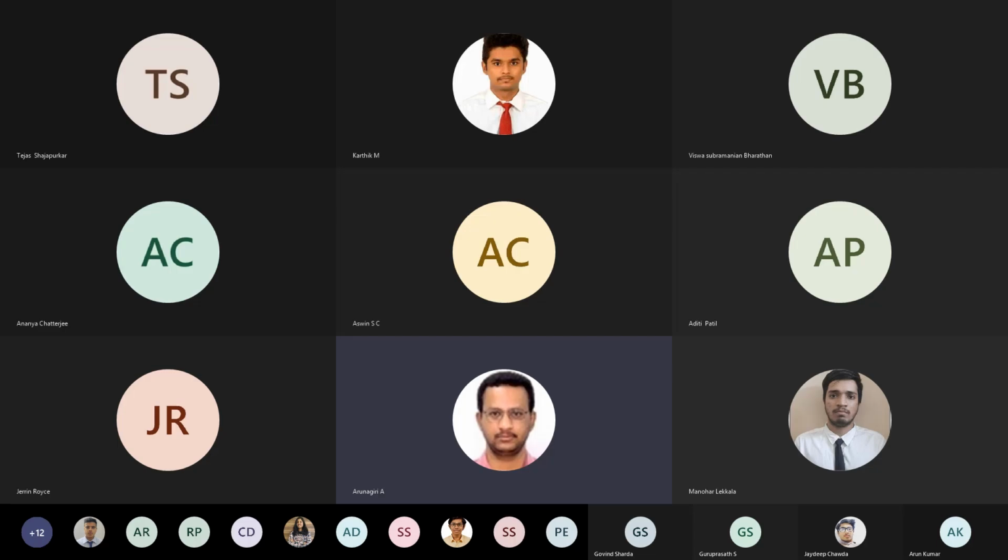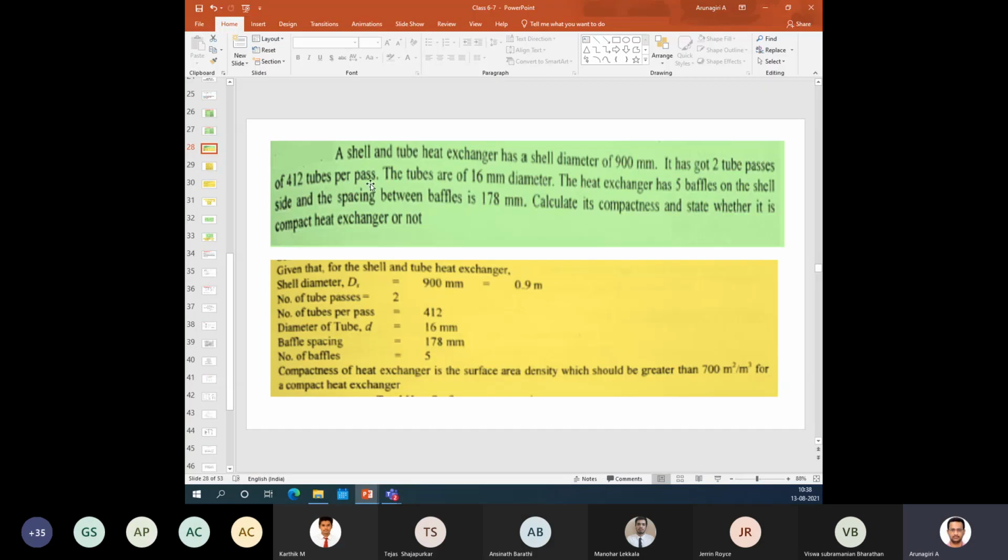Two passes of 412 tubes per pass. So we have a total of 814 tubes. Total number of tubes, 814 tubes. Per pass we have 412 tubes. The tubes are of 16 millimeter diameter. So this is the dimension given.